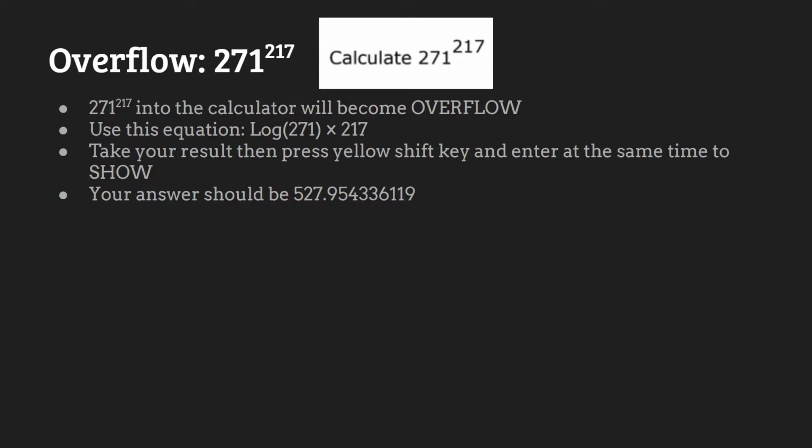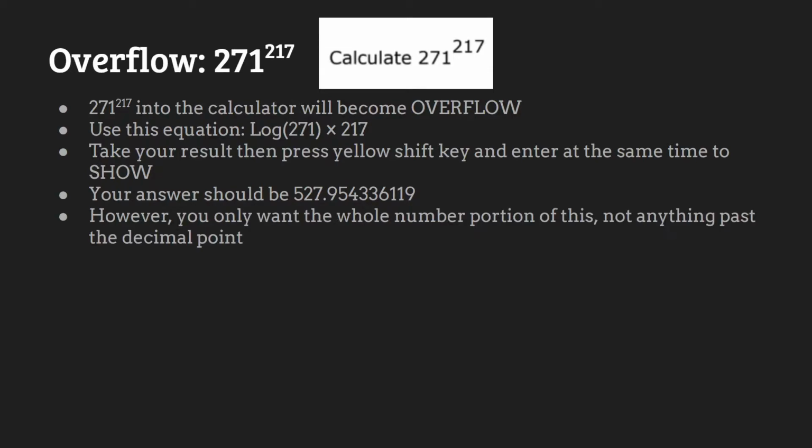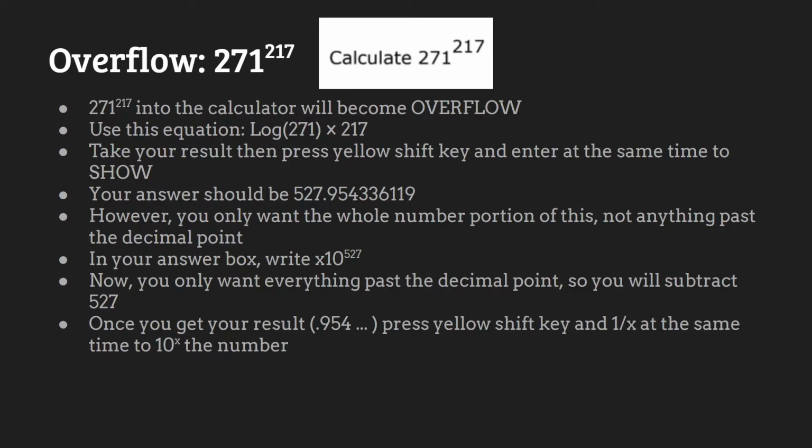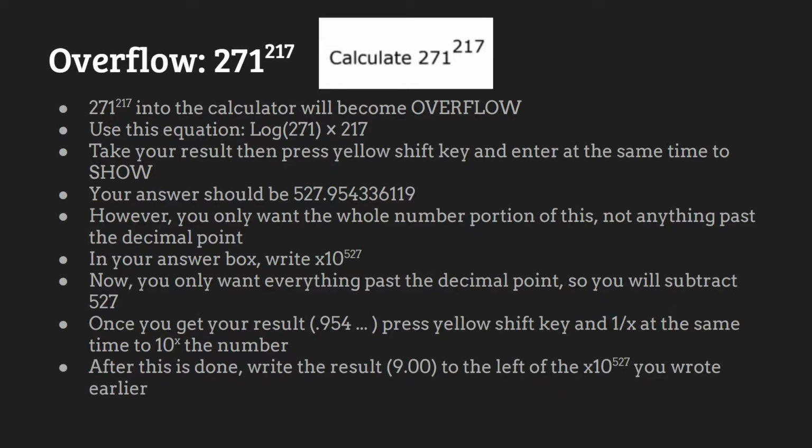Your answer should be 527.954. However, you only want the whole number portion of this and not anything past the decimal point. In your answer box, you're going to write times 10 to the 527. Now you only want everything past the decimal point, so you will subtract 527. Once you get your remaining result, 0.954, you're going to press the yellow shift key and 1 over x at the same time to get 10 to the x of the number. After this is done, write the result, 9.00, to the left of the times 10 to the 527 you wrote earlier. And your result should be 9.00 times 10 to the 527.